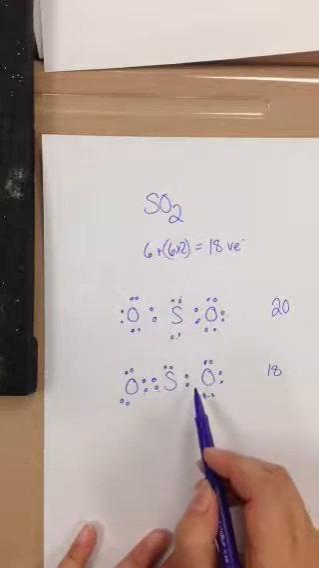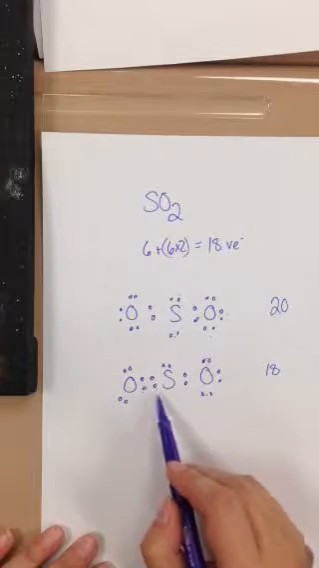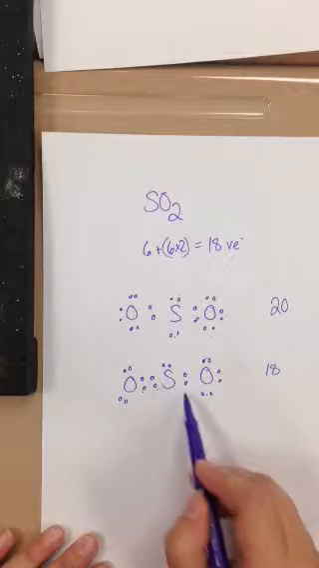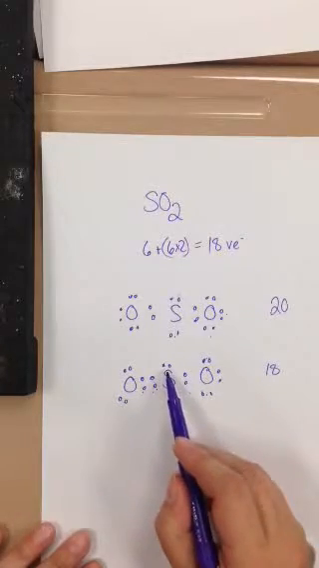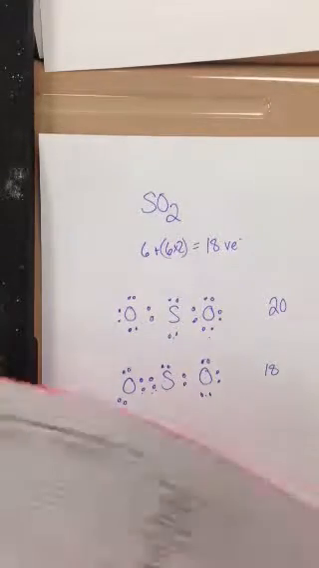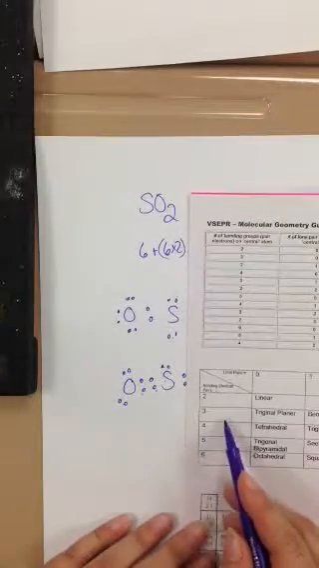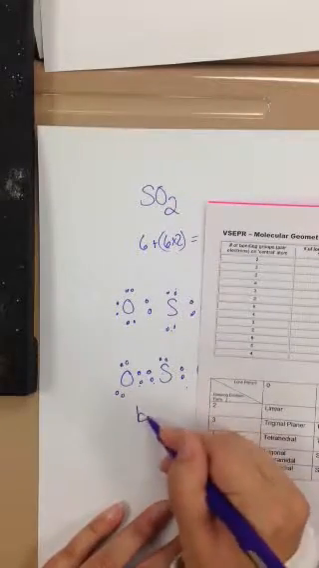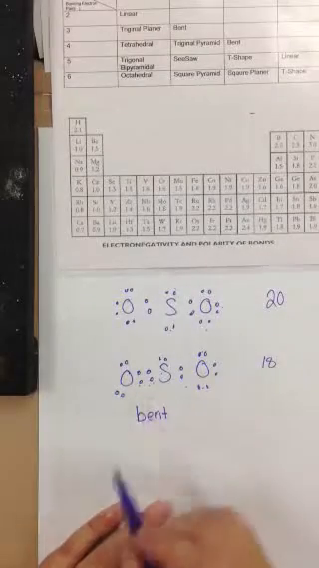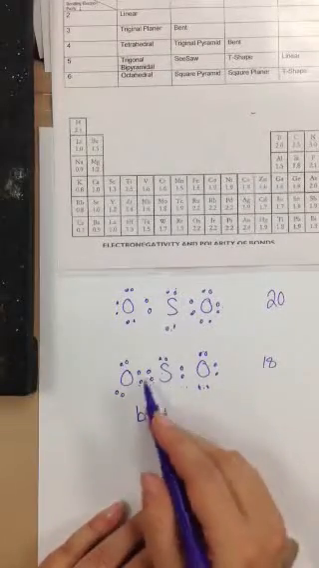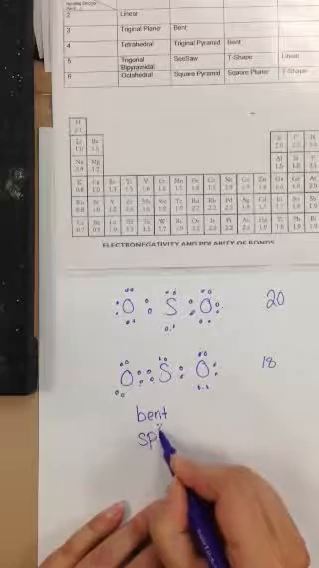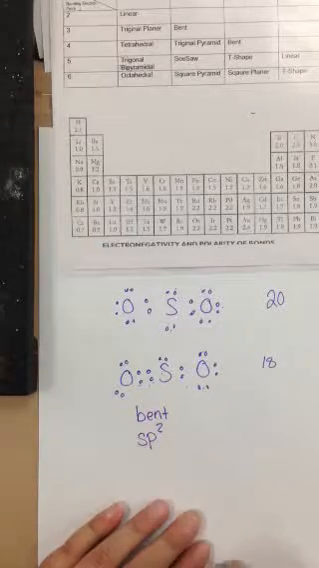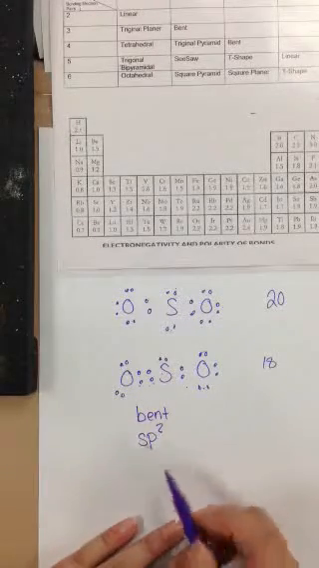So now, if we look here for shape, how many bonding sites are there on the sulfur? 1, 2, 3. Okay, that one that isn't bonded is still a site that can be used. So we're going to go to 3. How many lone pairs? There's 1. So according to our chart, that would make this bent. The shape is bent. Now, how many bonding sites are there? Well, there are 3. That didn't change. So it's sp2. 1, 2, 3. Okay, so we have that as our hybridization.